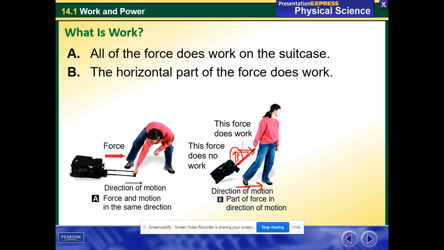This vertical force right here is not in the same direction as my motion of my suitcase. Notice the arrows are going different ways. That means this vertical force is not producing any work whatsoever. The horizontal force, though, is in the same direction and therefore is doing work.